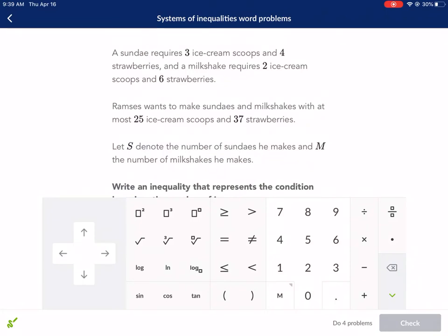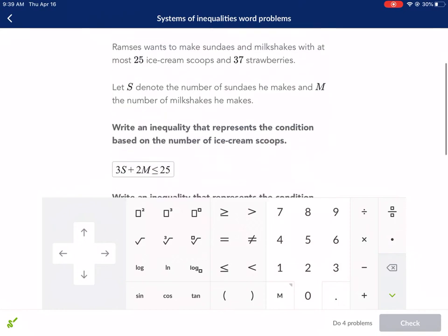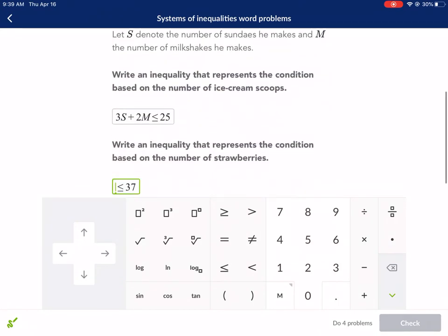So now let's talk about how many strawberries are required in a sundae. It says in a sundae, it requires 4 strawberries, okay? So 4 strawberries for every sundae. So any sundae we make, we're going to multiply that by 4. And that will tell us the number of strawberries we need in our sundaes, okay? For example, if we made 2 sundaes, obviously that would be 8 strawberries because it would be 4 times 2.